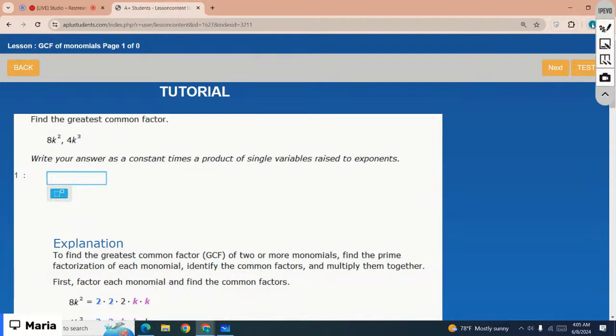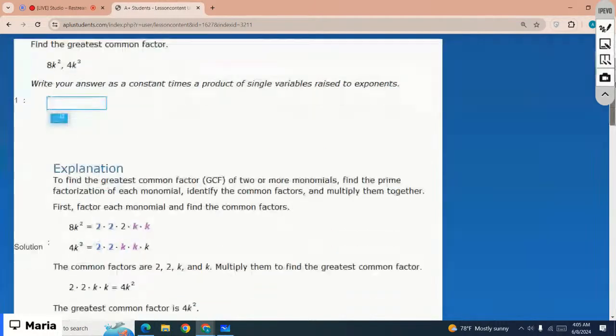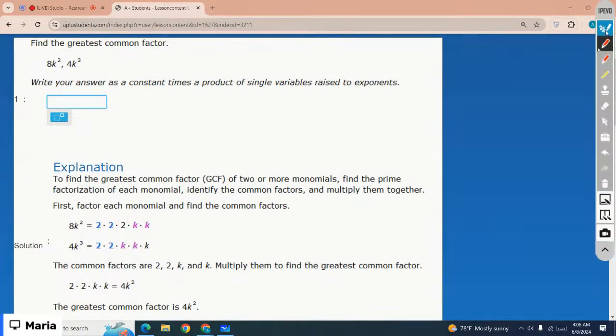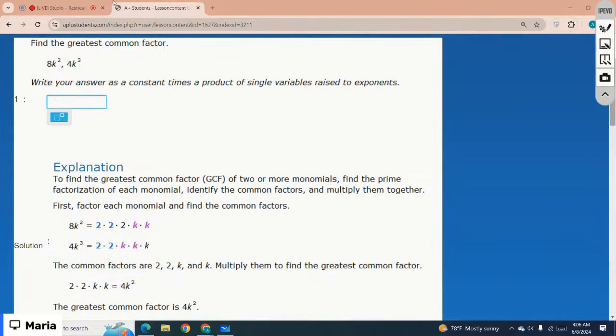So you are given 8k square. First of all, you have to do the prime factorization of 8k square and 4k square, right? 8k square is 2 times 2 times 2 k square and 4 is 2 times 2 k. You have to look for the common factors. So 2 times 2 and 2 times 2, and k times k and k times k is common. So that means the greatest common factor or GCF is 4k square. Got it? That is 4k square.